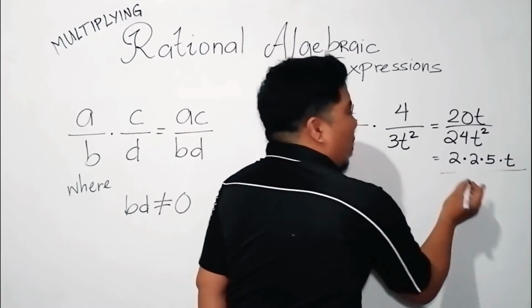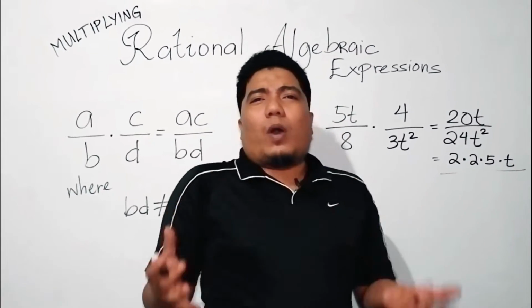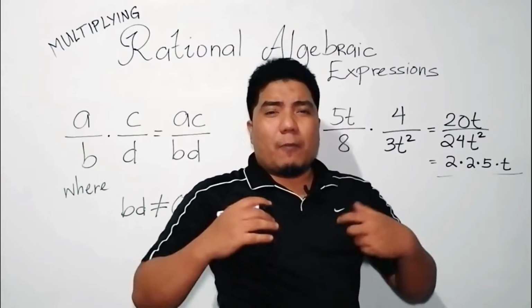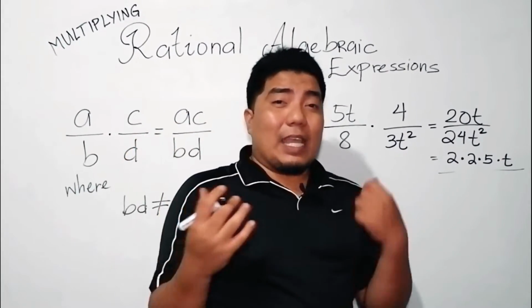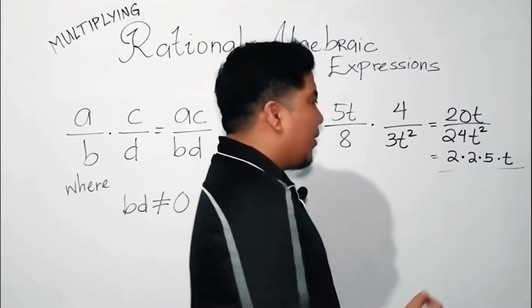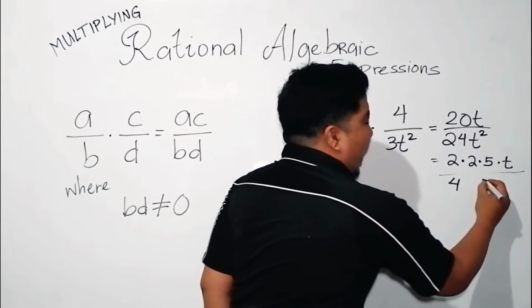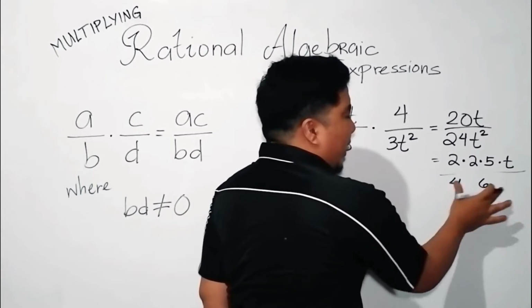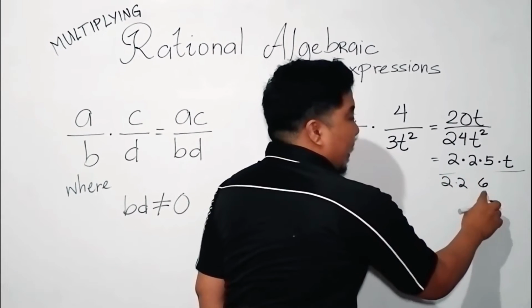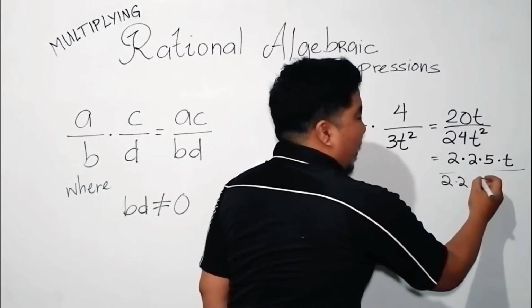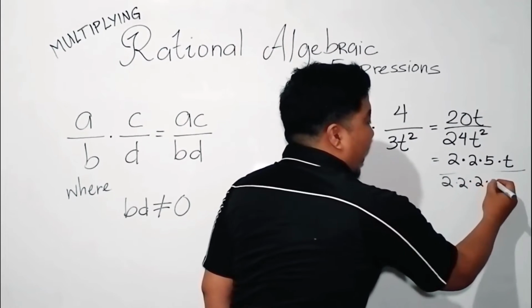Now, we'll have 24. What are the prime factors of 24? Let's say we have 6 and 4. However, 4 can be broken down into 2 and 2. 6 can also be broken down into 2 and 3.